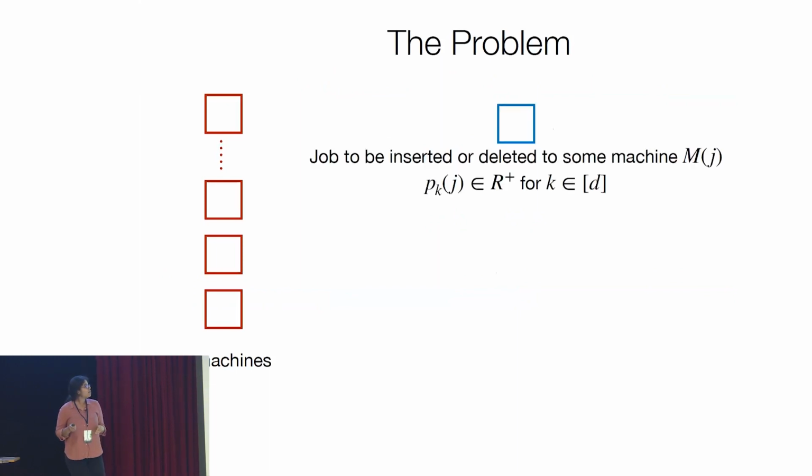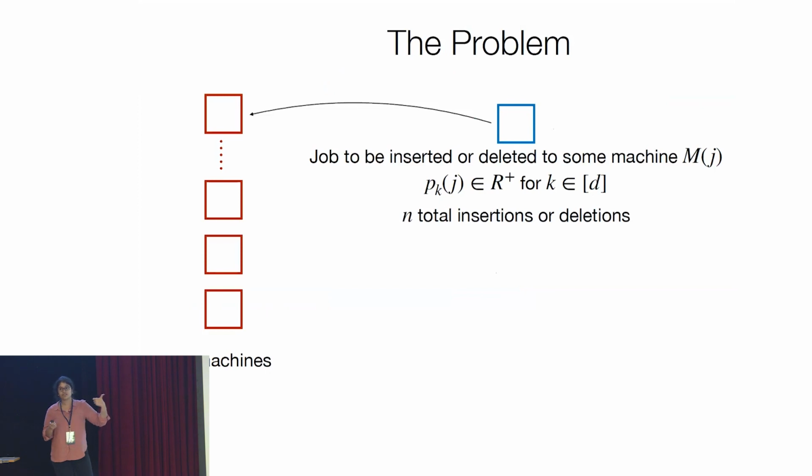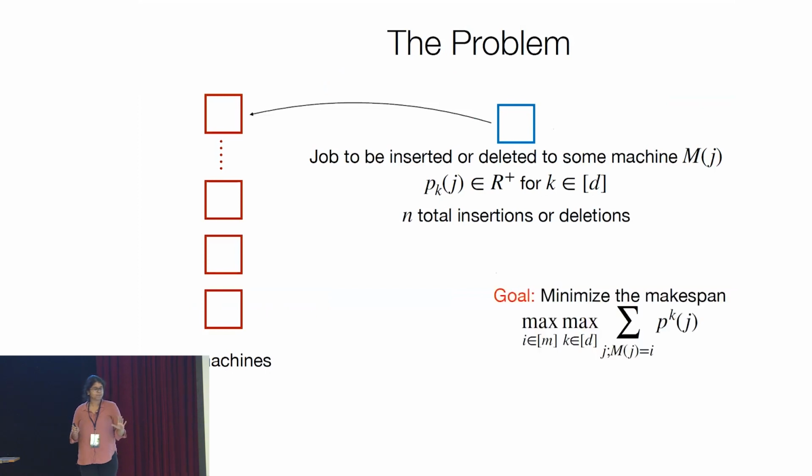And our job still has d dimensions, but this d dimension is just a virtue of the job. The job's load is going to be in d dimensions. And one more difference is that the job can be inserted or deleted. So we're going to have n insertions or deletions in total. And again, we don't know what n is. It's just that at some instant, a job is going to come in and say, I want to be inserted, or if the job is already around, it wants to be deleted. So this is the setting we're looking at. And the goal again is to minimize the L infinity norm or the makespan.